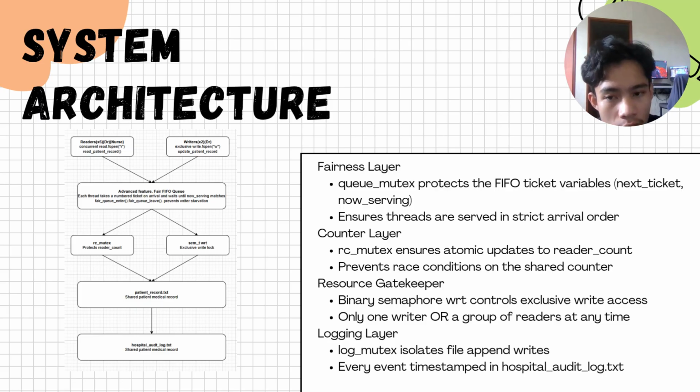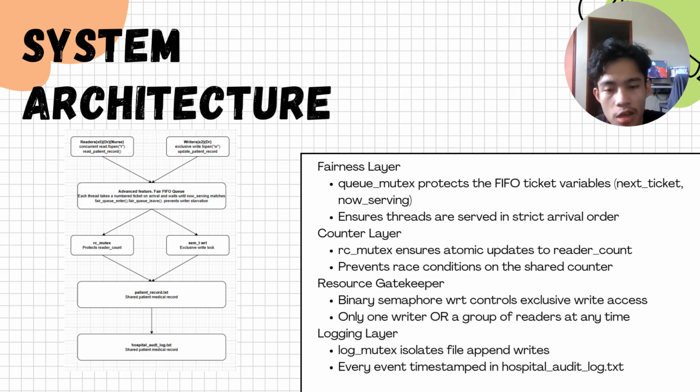Next, we have the resource gatekeeper. The actual access to the shared patient file, patient_record.txt, is guarded by a binary semaphore named wrt. This ensures the ultimate readers-writers rule: either one single writer has exclusive access, or a group of multiple readers can read concurrently, but never both at the same time.